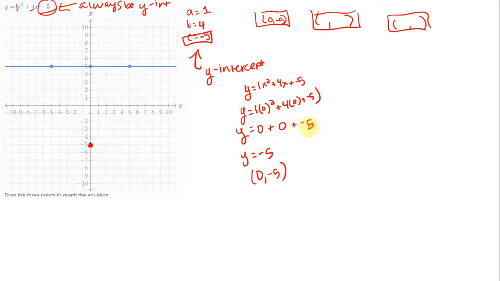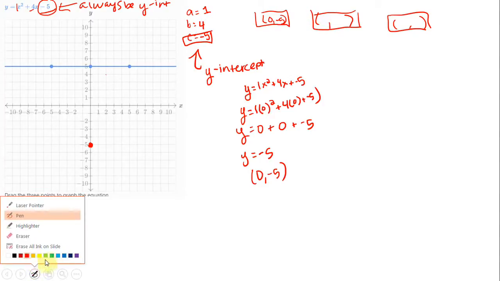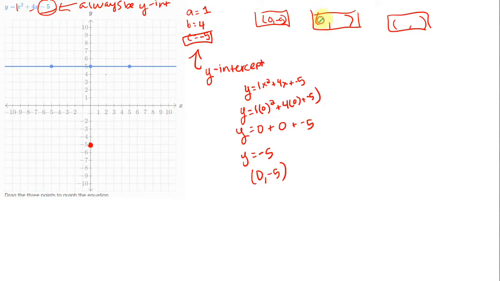Now I can graph the rest of these points in a variety of ways, but I think the most simple way is just by substituting x values and seeing what I get for y. For this next point, I think it would be pretty easy to substitute a 1 in for x and see what I get. So I'll write my original. And then I'm going to take out all the x's. And I'm going to put in my 1 for my x's.